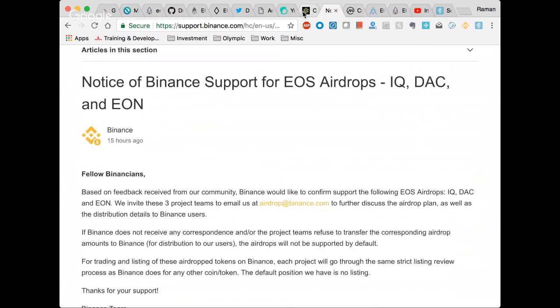There are a lot of other airdrops coming. There is no confirmation on those. The good thing, though, is that IQ token, which I believe is the most valuable out of the current airdrops, is confirmed to be supported. So that's a good sign. So that's a quick update on Binance. But go back and watch my yesterday's video, which I uploaded, which has more details.